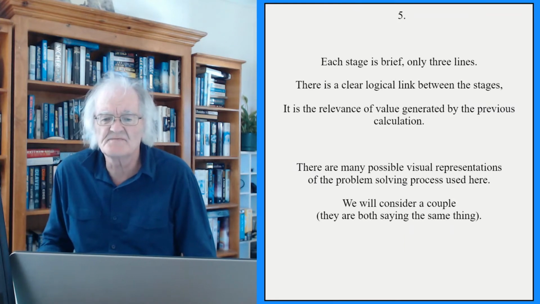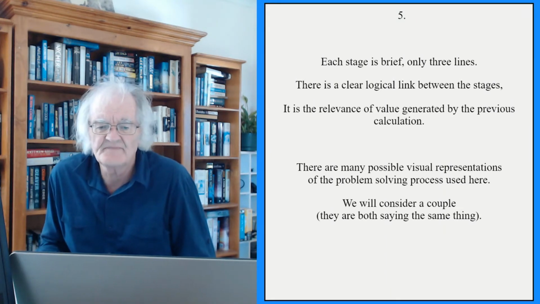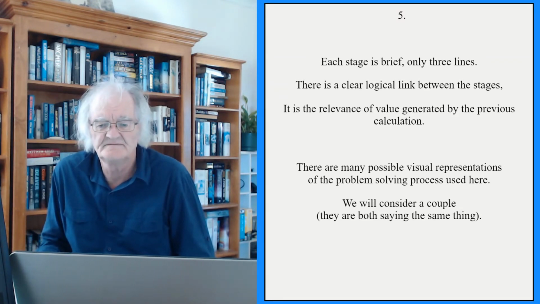Each stage is brief, only 3 lines. There's a clear logical link between the stages. It's the relevance of the value generated by the previous calculation that lets us move into the next calculation. There are many possible visual representations of the problem-solving process used here. We'll consider a couple. They're both saying the same thing, but with a different emphasis.